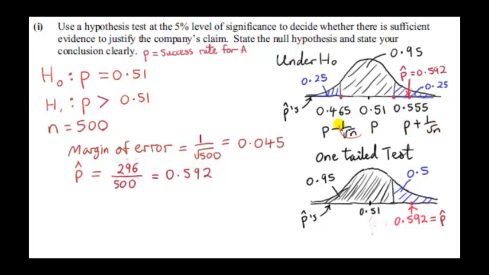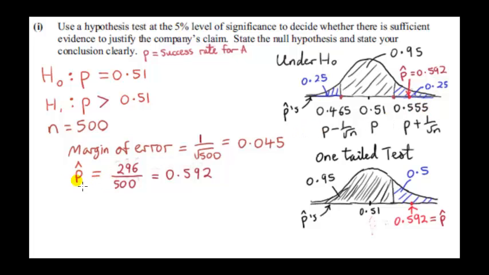So I'm using the simpler formula for the margin of error that we saw in the previous video. We have a more complicated formula that can be simplified to 1 over root n. So anyway, I've calculated P minus 1 over root n. Okay, n is 500, 1 over root 500 is 0.045. 0.51 minus 0.045 is 0.465. 0.51 plus 0.045 is 0.55.